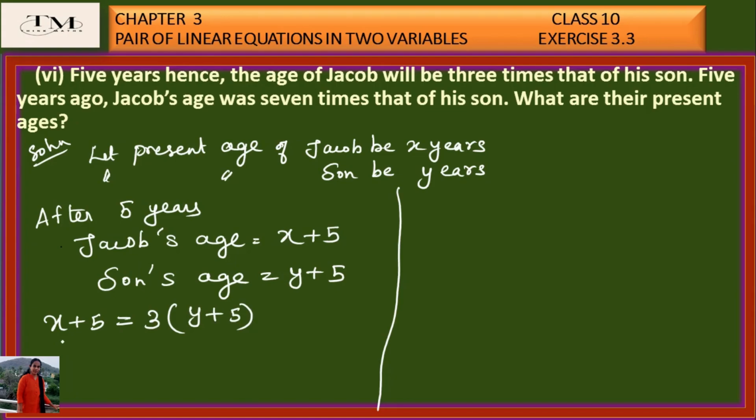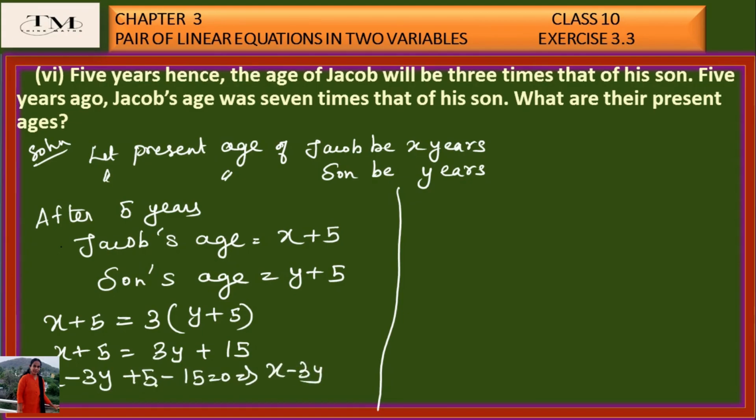So solving this, x plus 5 equal to 3y plus 3 into 5, 15. So we will get x minus 3y plus 5 minus 15 equal to 0. So we will get x minus 3y plus 5 minus 15 is minus 10 equal to 0. So this is the first equation.